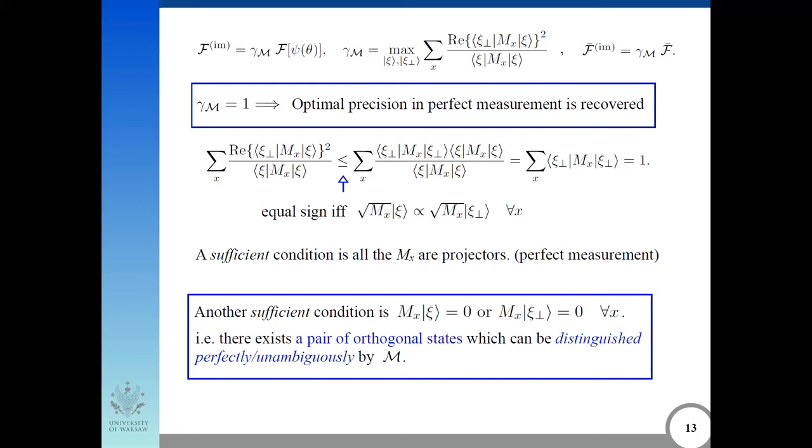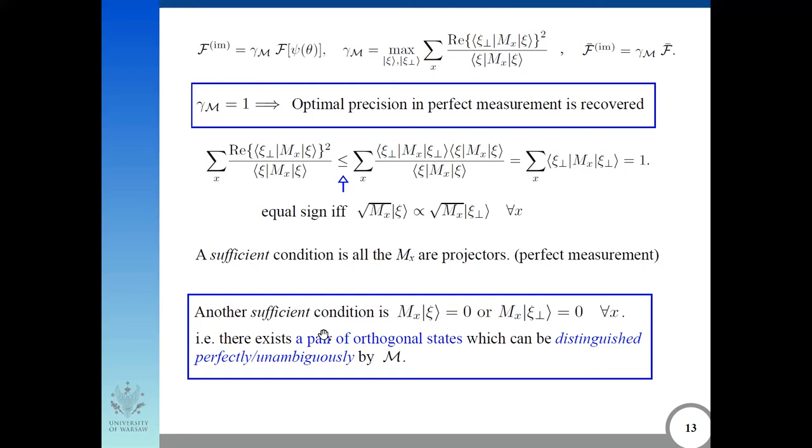Also, you need to find that there exist two, epsilon and xi. It's enough to find a single pair, you're maximizing over epsilon and xi. Yes, so there's a maximization here. So I just need to find a pair such that this is true for all x. One way to satisfy this equality is with projectors and projective measurements. Another sufficient way, however, is that we have Mx times this ket, either the one with this ket or the perpendicular one, equal to zero for all x. And it need not be projective. So as long as for all x, one of them is always zero.